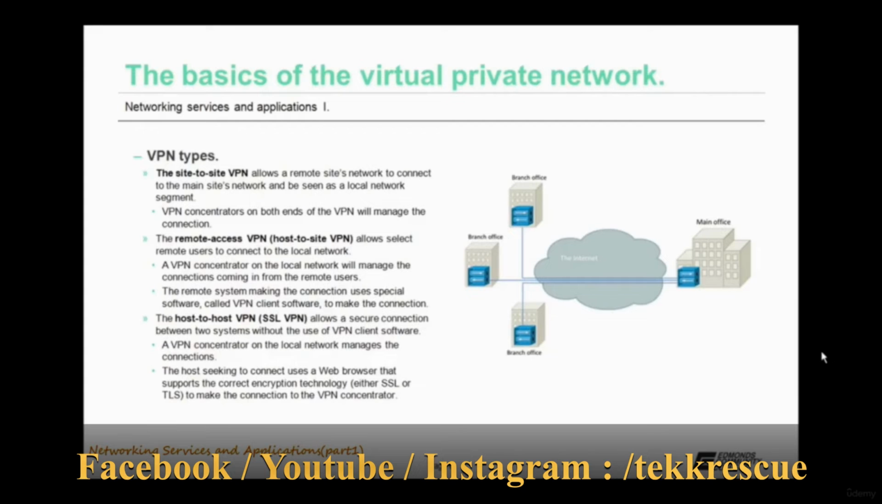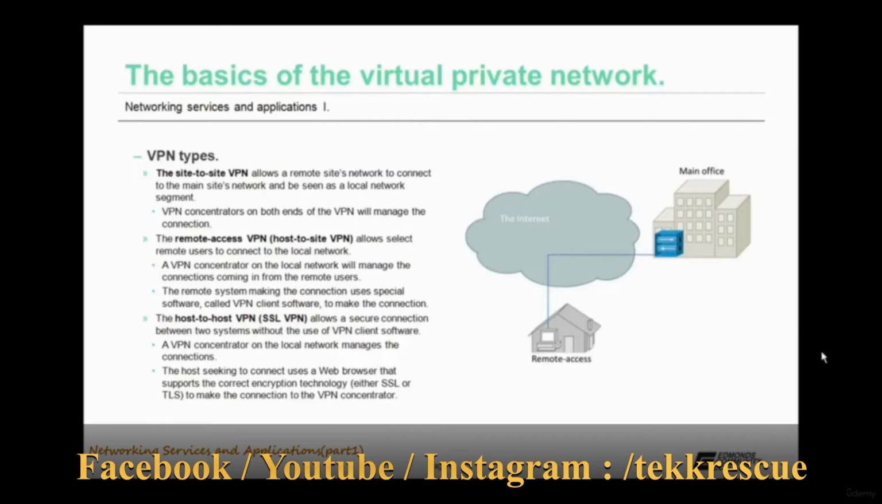There are several different types of VPNs. There is the site-to-site VPN, which allows a remote site's network to connect to the main site's network and be seen as a local network segment. VPN concentrators on both ends of the VPN will manage that connection.